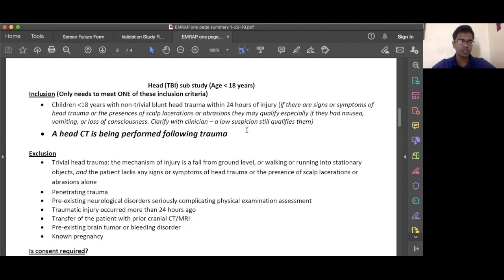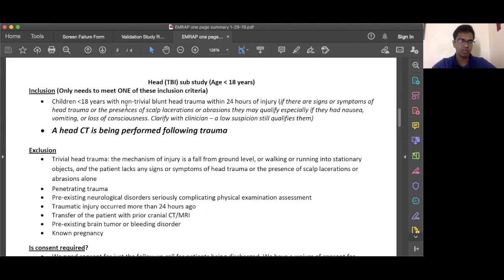The second inclusion is that there's a head CT that's been ordered for the patient. Most of the time, a head CT will always be ordered if it is a non-trivial blunt head trauma. So you can treat them as one inclusion, because if a head CT is ordered, then most likely it is because it's a non-trivial blunt head trauma.